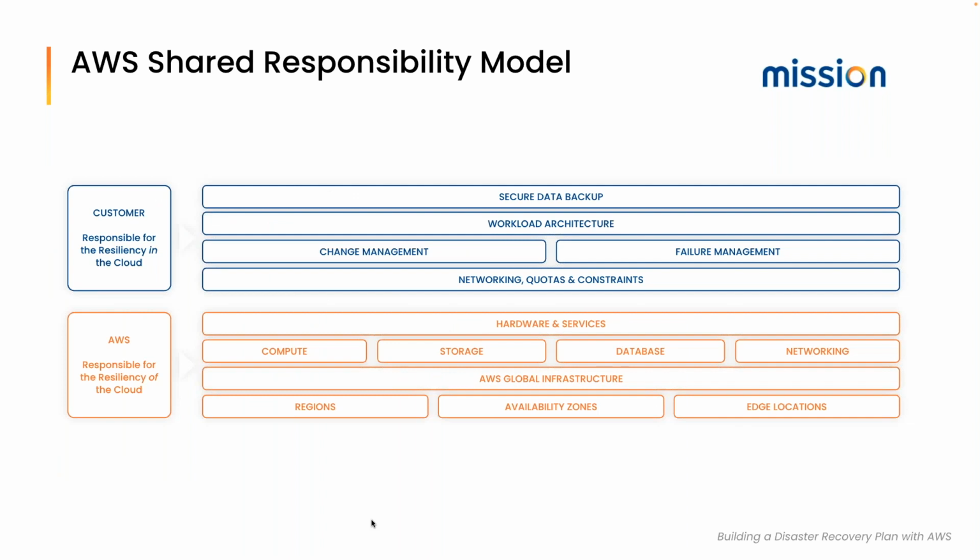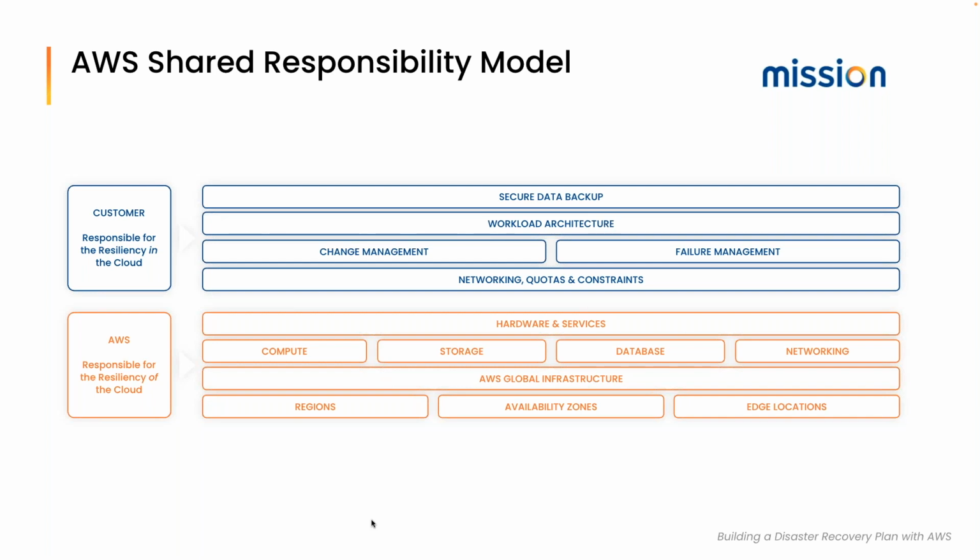All right, so I touched on this just a minute before, the AWS shared responsibility model. Resiliency is a shared responsibility between AWS and you, the customer. So it's important that you understand how disaster recovery and availability as part of resiliency operate under this shared model.